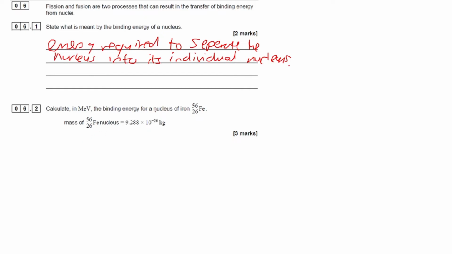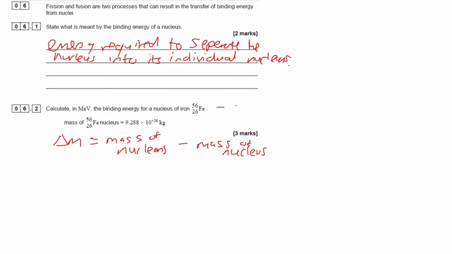This next question is to calculate the binding energy for a nucleus of iron. So in the previous answer we said that there is a change in energy here. So the idea is that the individual nucleons that make up iron will have a different mass to the nucleons when they're joined to form the nucleus. So there is a change in mass, which we call the mass defect, which is found by doing the mass of nucleons minus the mass of the nucleus. Okay, they've given us the mass of the nucleus in kilograms. We just need to find the mass of the nucleons.